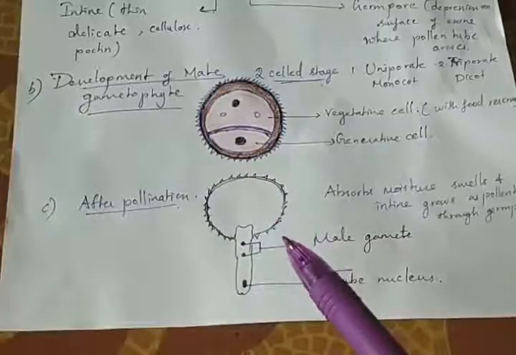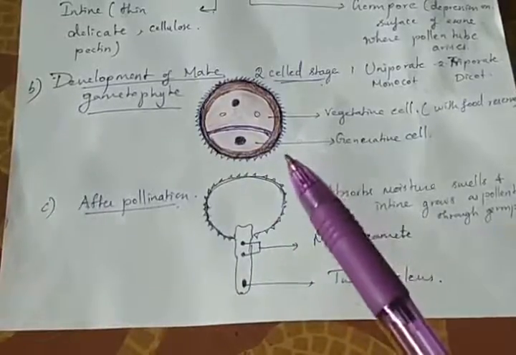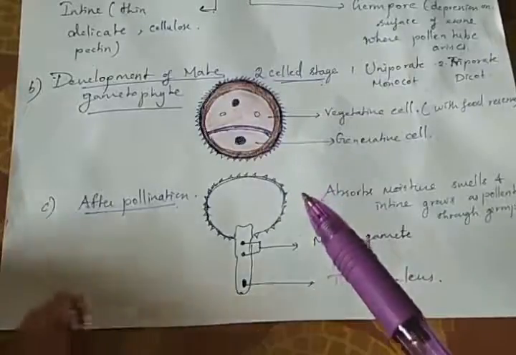So the pollen grain divides twice. One is before the pollination, another one is after pollination.